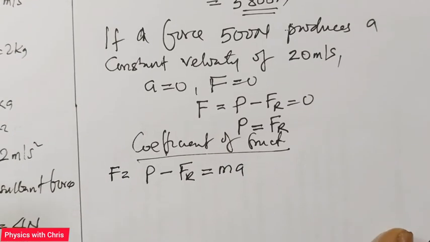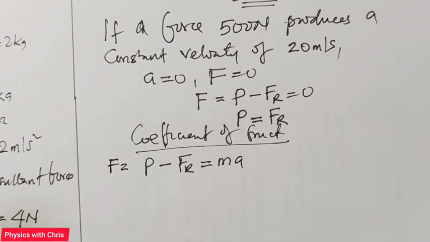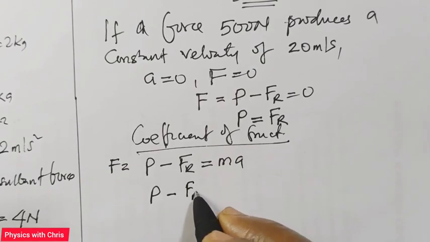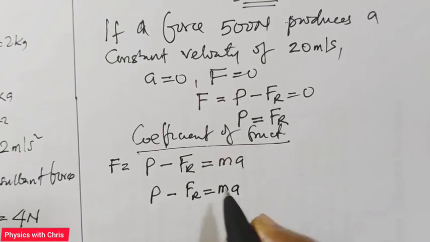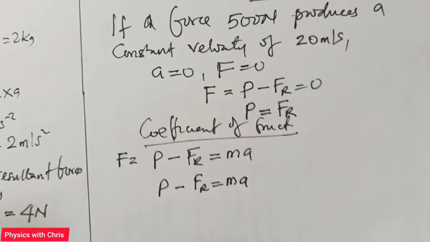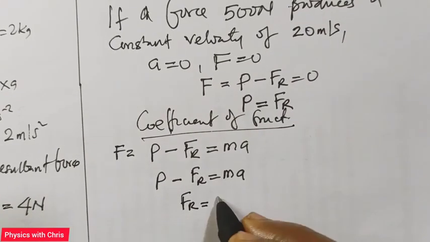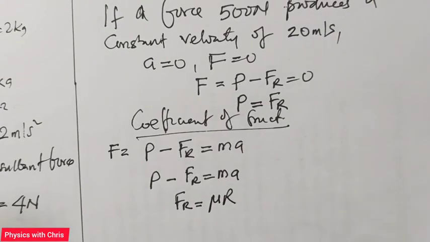If the coefficient of friction is given instead, we have two types of frictional force: the static frictional force and the dynamic frictional force. And we have P minus Fr is equal to ma. You can decide to choose these two terms. And the frictional force has been defined as the product of the coefficient of friction and the normal reaction on a plane surface.